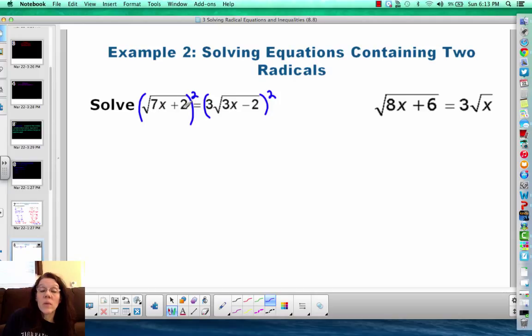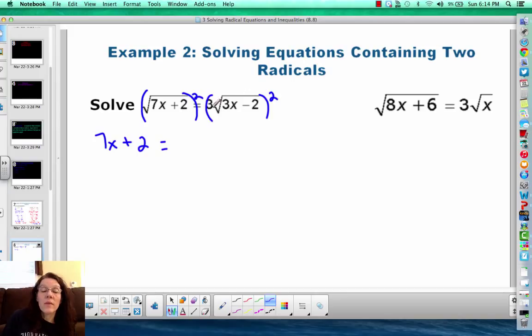Undoing or squaring a square root simply leaves us with 7x plus 2. That's a plus sign. I'm going to try that again. We're going to square this side, and we're going to square this side. And so we have 7x plus 2, there, that looks better, equals.